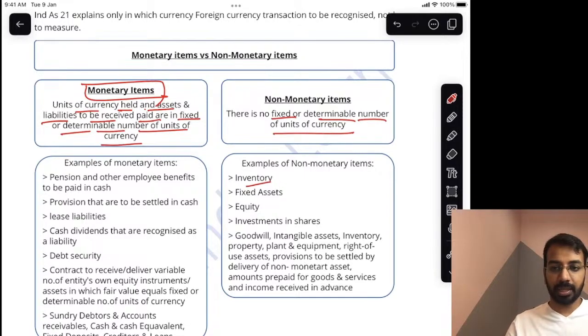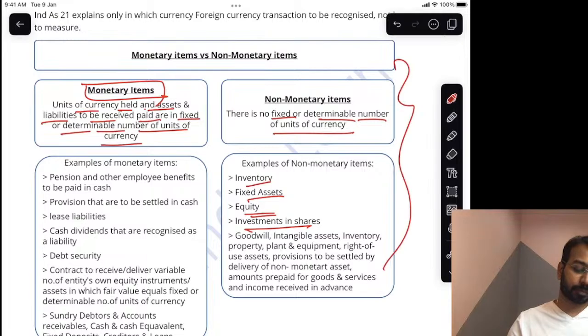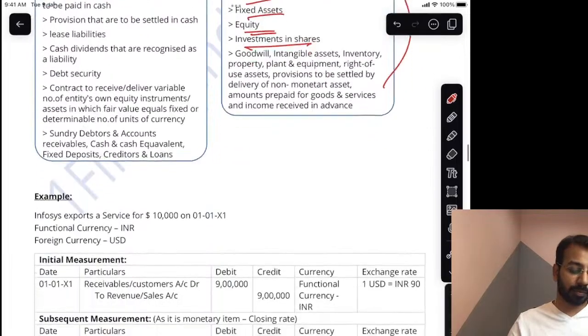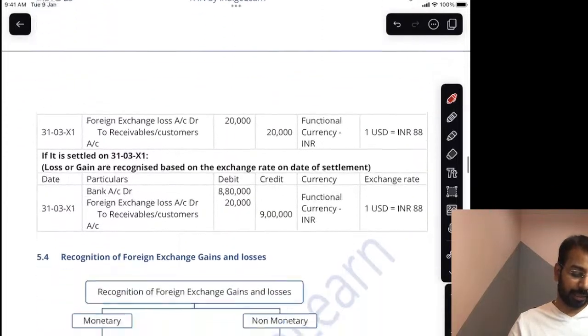For example, inventory. When you talk about inventory, you do not know what is the value of inventory. You will realize it when you sell the inventory. Same way, fixed assets, equity, investments in shares, etc. Right? So that is the difference between monetary and non-monetary items.